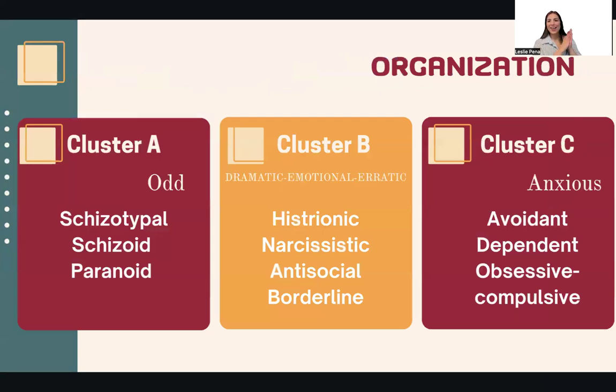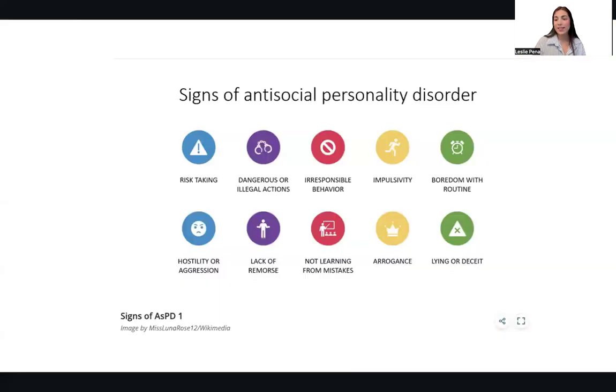Yay, done with cluster A. Now let's move on to cluster B. So cluster B, these people are dramatic, emotional, and erratic. They have big feelings and they will express those big feelings to you. These include histrionic, narcissistic, antisocial, and borderline. So let's begin with antisocial.